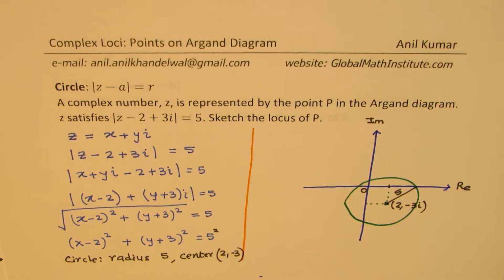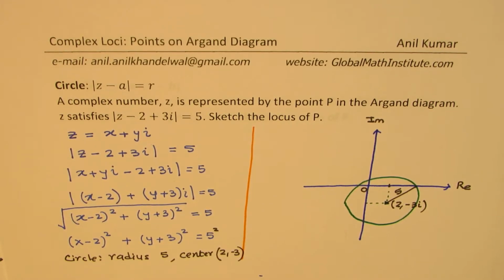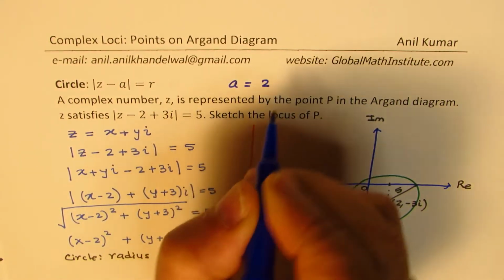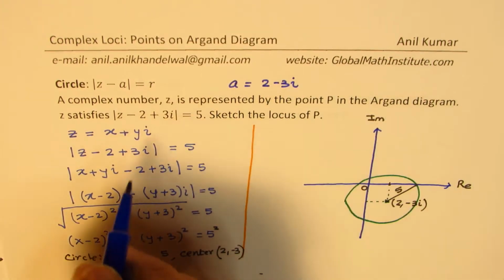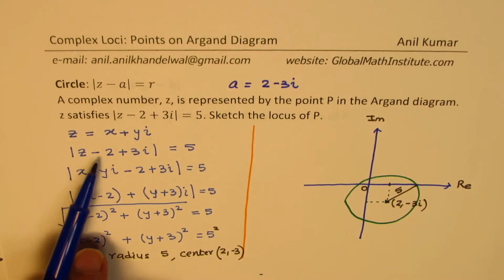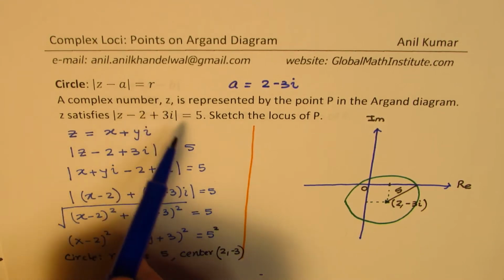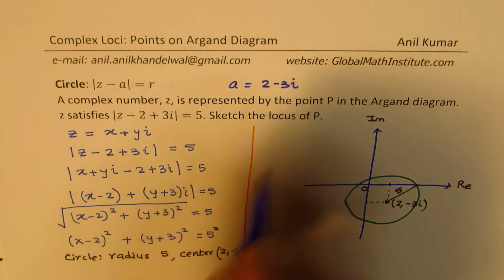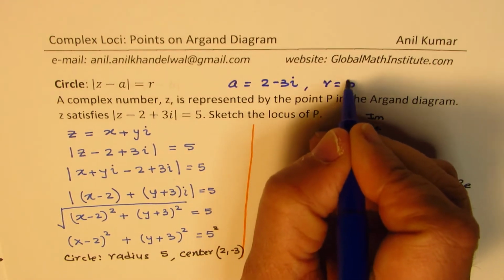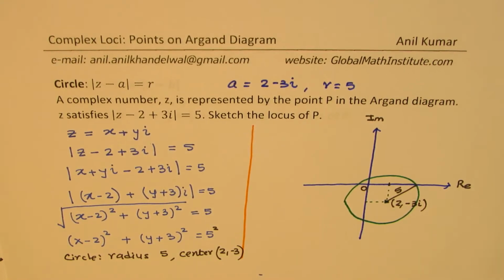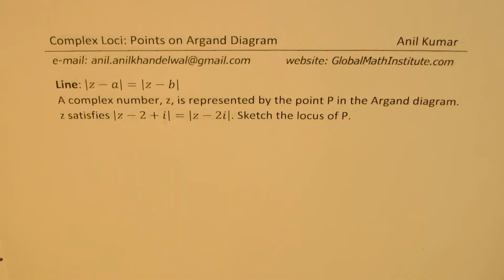I hope the steps are absolutely clear. Now if you look at it, you can see very clearly that in the given situation, a is equal to 2 minus 3i, and that becomes the center of your circle with radius r, which is 5. So straight from the equation also, you can sketch the locus of the given complex number. Perfect. Let's move on and take the next example.